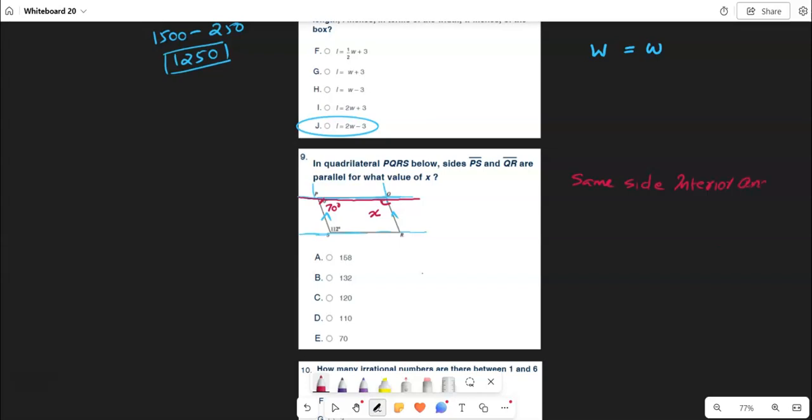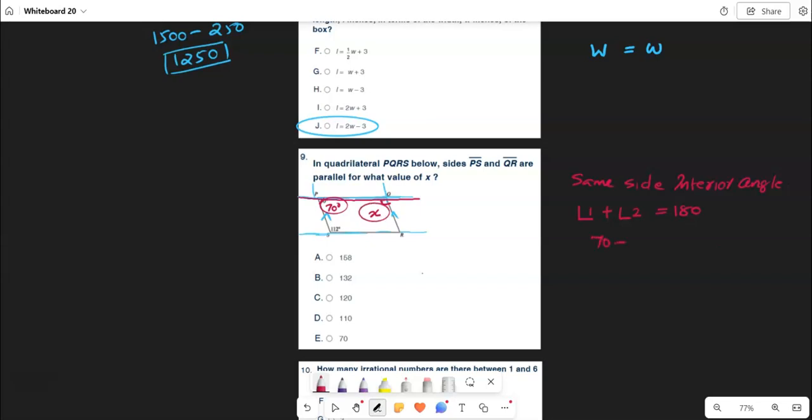Same side interior angle. The property that you learned about same side interior angles is that they are supplementary. You know what supplementary means? If angle 1 and angle 2 are supplementary, it means the sum of these angles will be 180 degrees. So here this angle and this angle are supplementary.